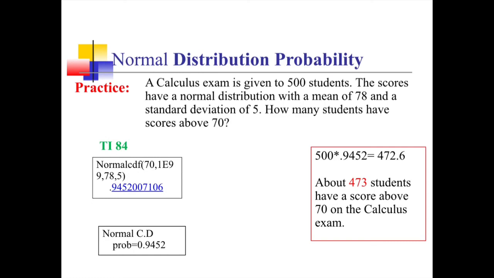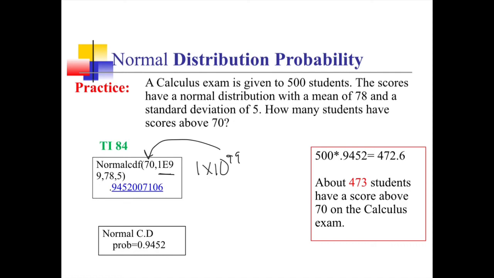So this is a different question. Make sure you read through it. This one says how many students have scores above 70. So we're going to change our lower bound, and so we're going to put a lower bound at 70. Our huge number right here, 1E99. That's just like 1 times 10 raised to the 99 power. And it spits out 0.9452. Now it makes sense that the 60 probability is larger because it's to the left of 70.